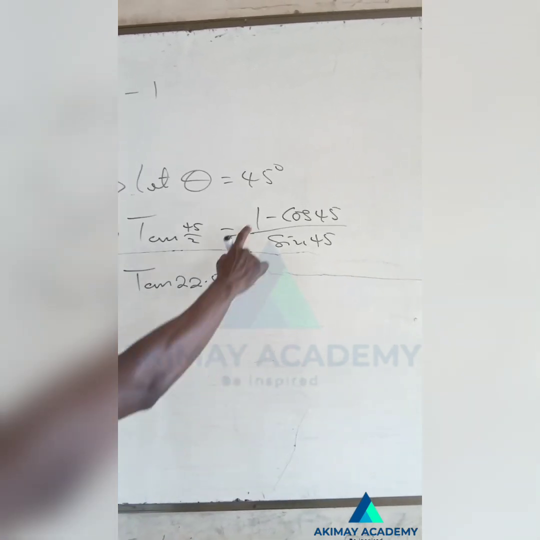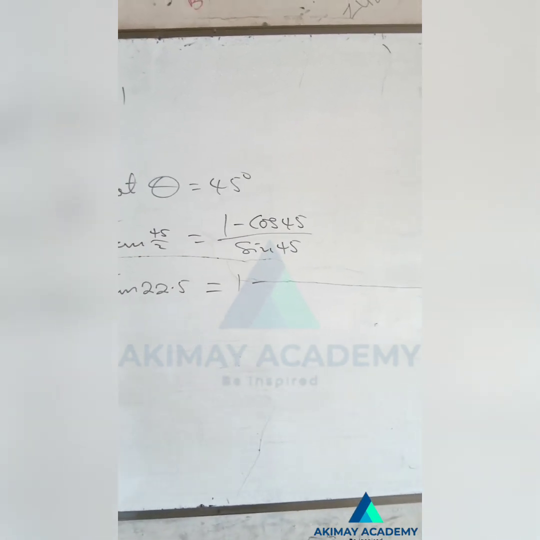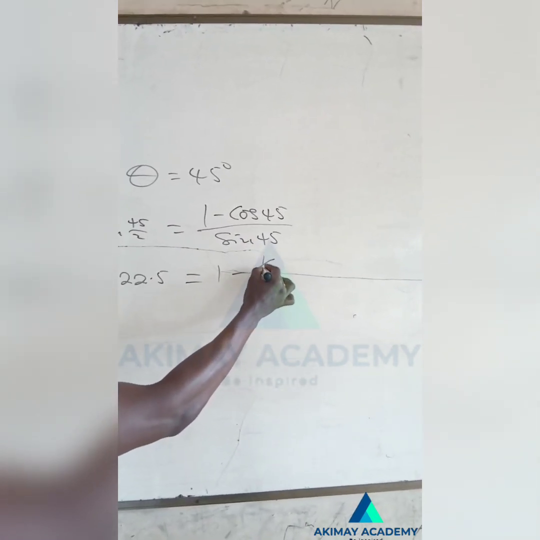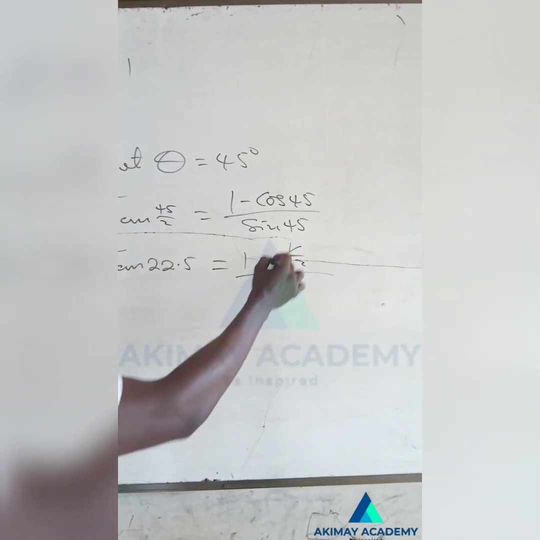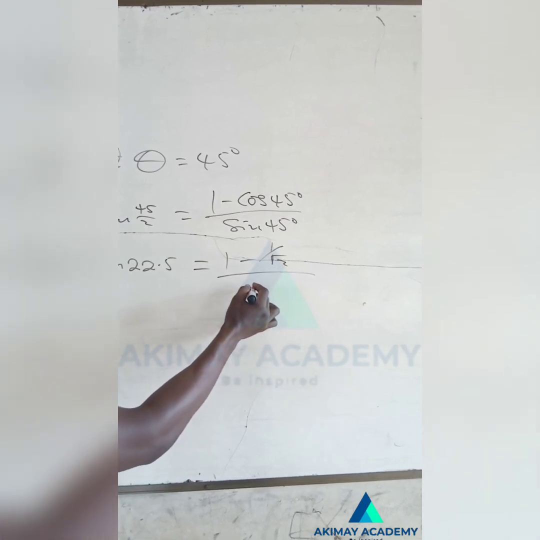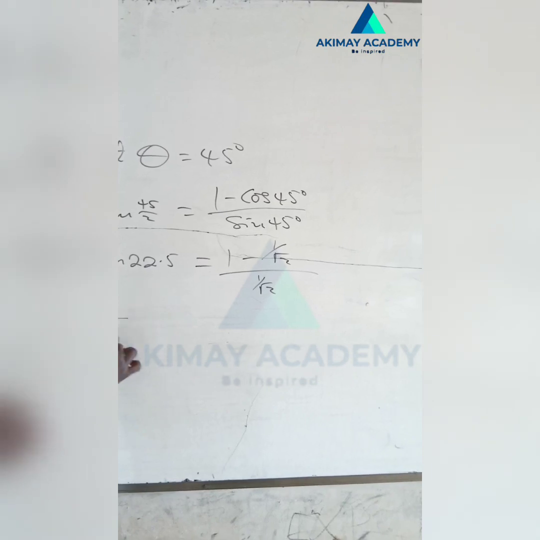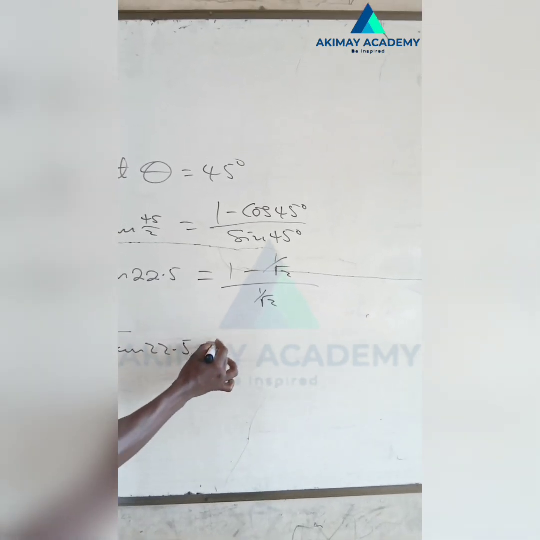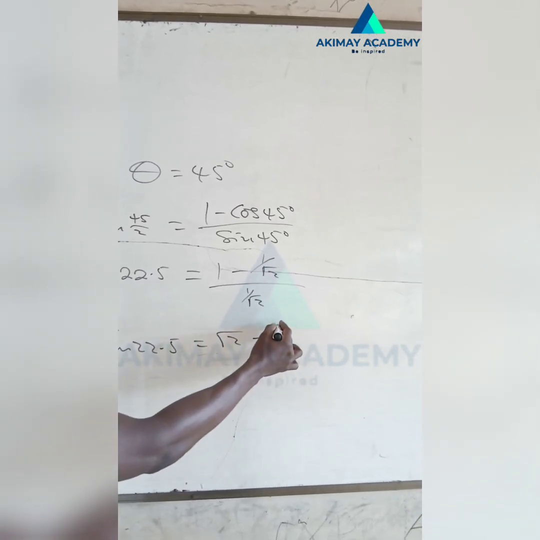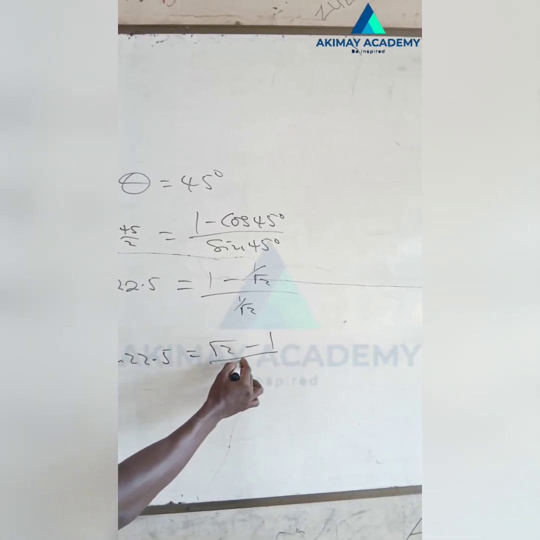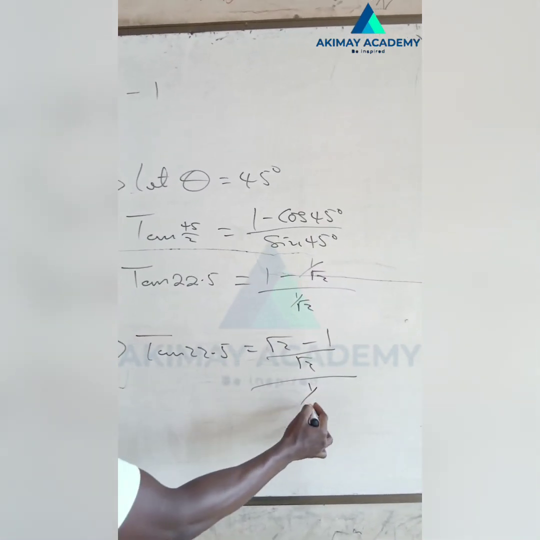And here, 1 minus cos 45, we know that cos 45 is 1 on root 2, right? Good. So we have 1 on root 2 out of sin 45, which is 1 on root 2. So tan 22.5, here we simplify the top one to have root 2 minus 1 out of root 2, and this expression is out of 1 on root 2.